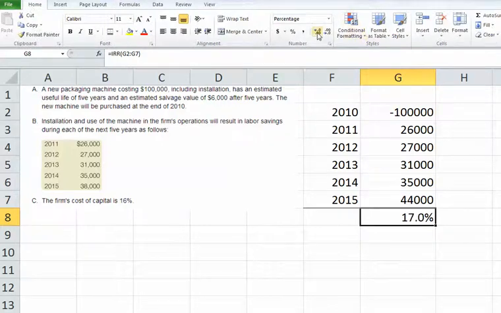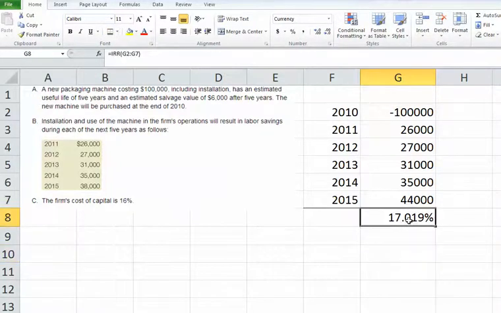I can also expand the decimal places here, get something a little bit more precise. So 17% is the internal rate of return. So this is how much they expect to get back as a return on their investment over the years using these cash inflows and outflows.